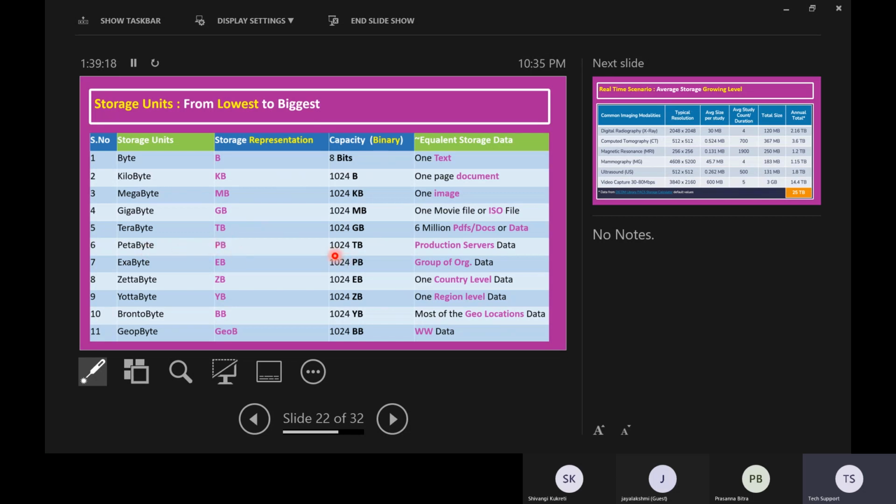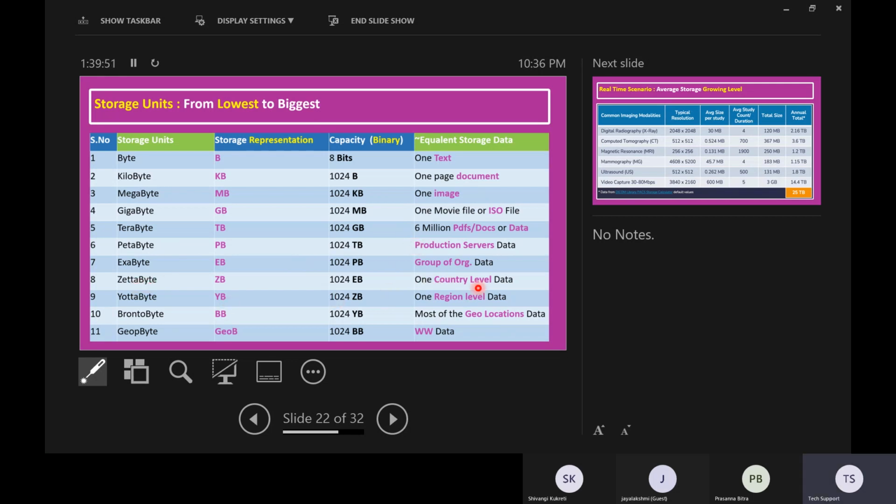Petabyte is equivalent to 1024 terabytes. And after petabyte, exabyte is equivalent to 1024 petabytes. Petabyte equivalent is production servers data. If you combine all the production servers data, it's equivalent to petabytes only. And exabyte is again larger than the petabyte, 1024 petabytes. It's like a group of organizations' data. If you calculate all the group of organizations' data, it's equivalent to some exabytes.